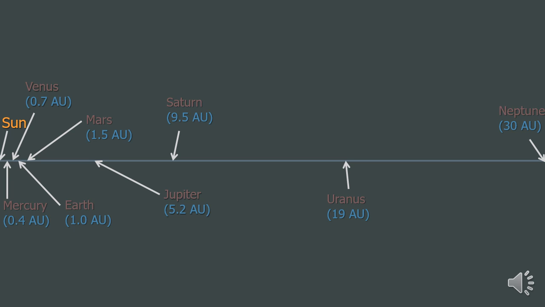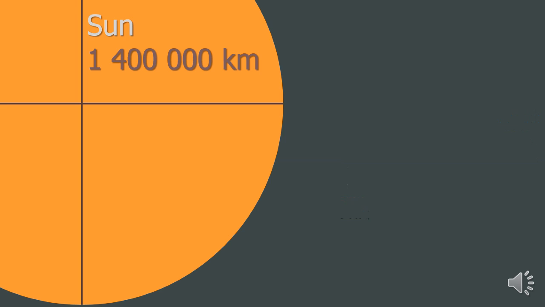And finally we have Neptune at 30 astronomical units. Now what about the size of each? As we learnt in topic 1.3, the Sun is 1.4 million kilometers in diameter. Where the lines cross on the Sun is the very centre. I had to do this as it just won't fit on a slide.